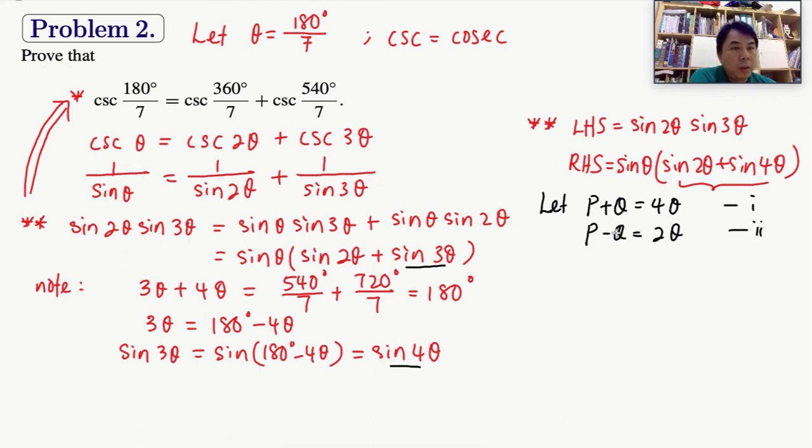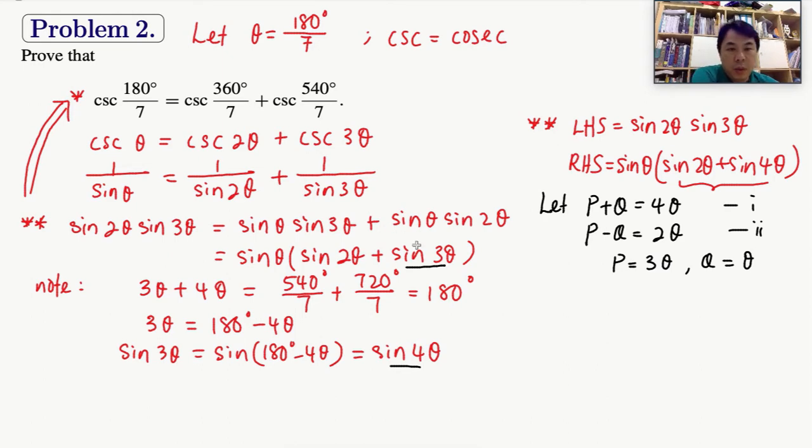Of course, you can solve this simultaneously to obtain your P and Q. Right now, I'm not going to go through how to solve this simultaneous equation. You can try it out. If you solve this, you would reach these conclusions, where P will be 3 theta and Q would be theta. That shouldn't be a problem, solving that too, right? So that part I'll leave it to you.